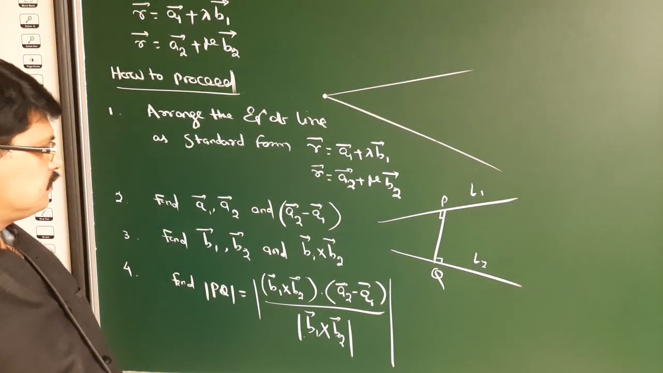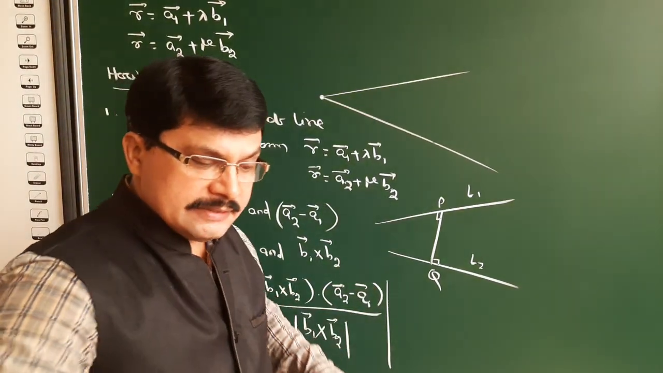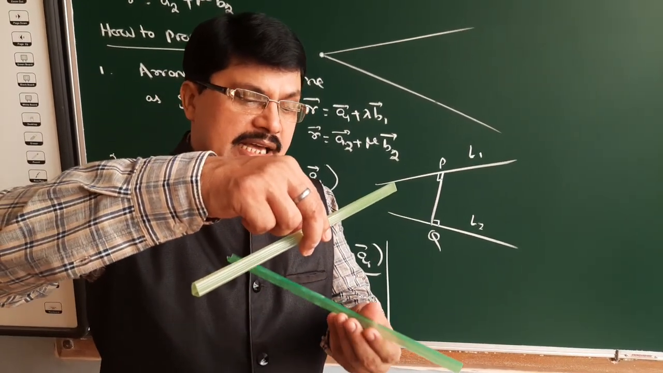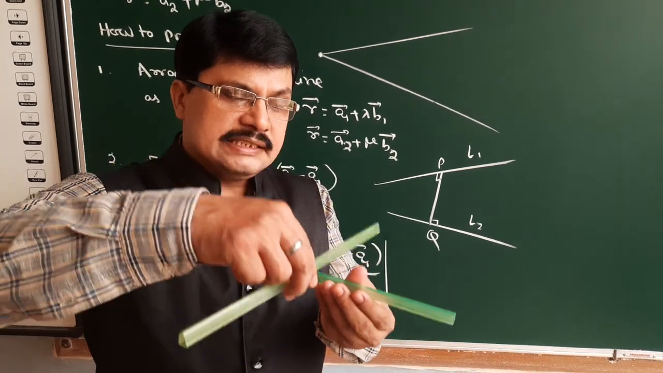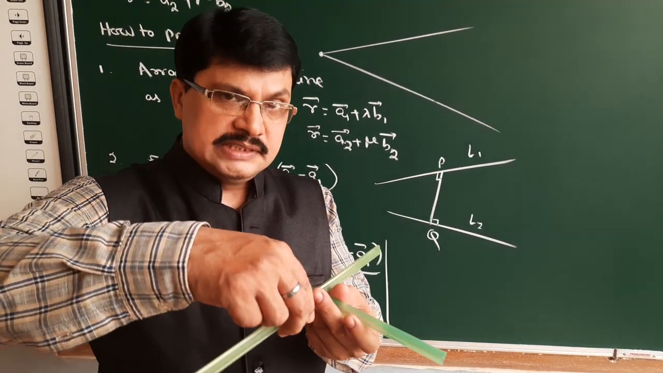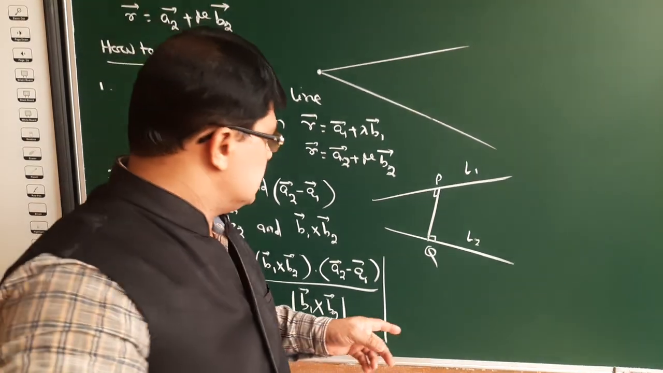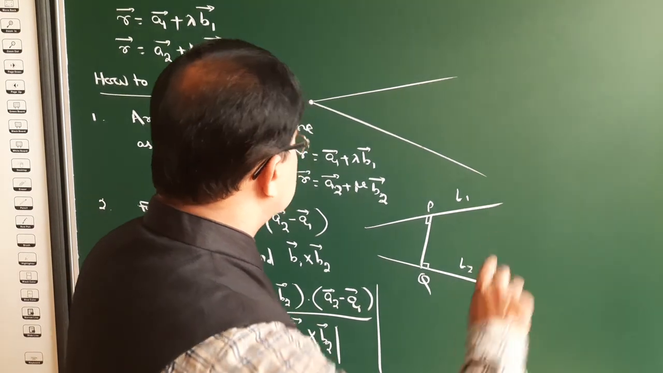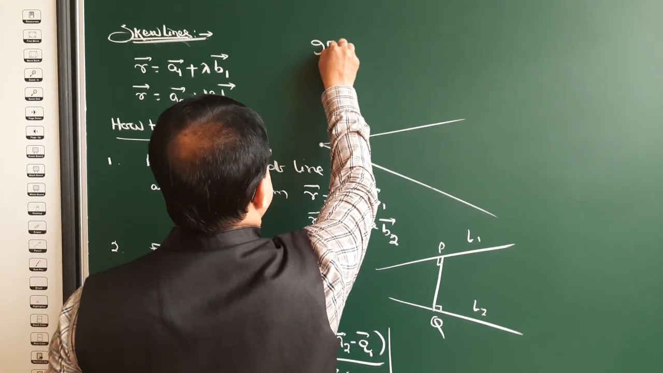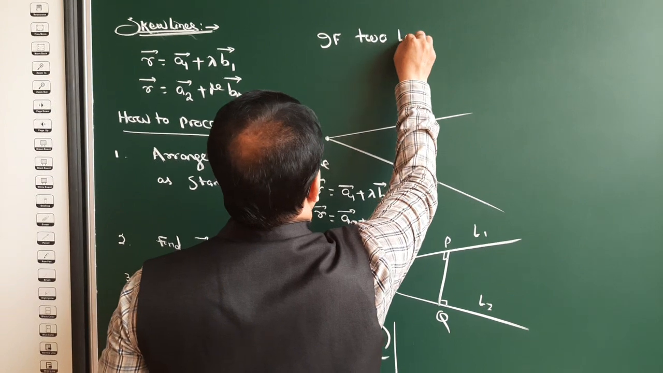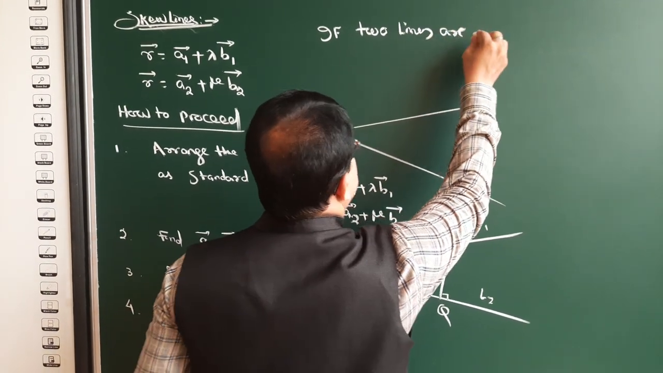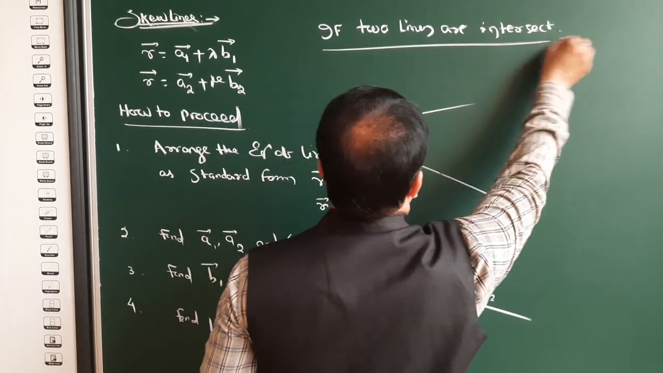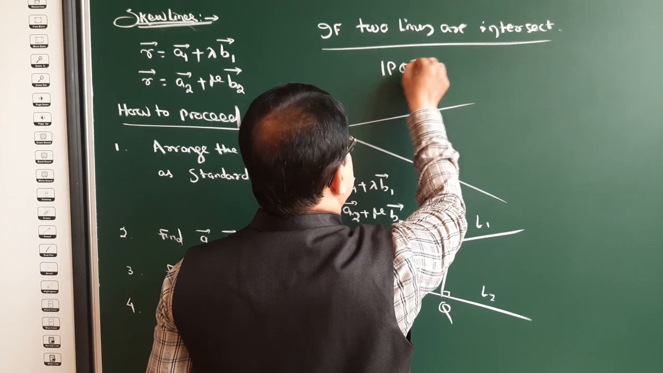But one question arises: if these two lines intersect in space, is this the condition for skew lines, yes or no? If they intersect each other, that means the distance between them is 0, yes or no? So here is the condition also. If two lines intersect in space, what is the condition? You may use this condition. If two lines intersect, this is the important condition. Here distance PQ is equal to 0.